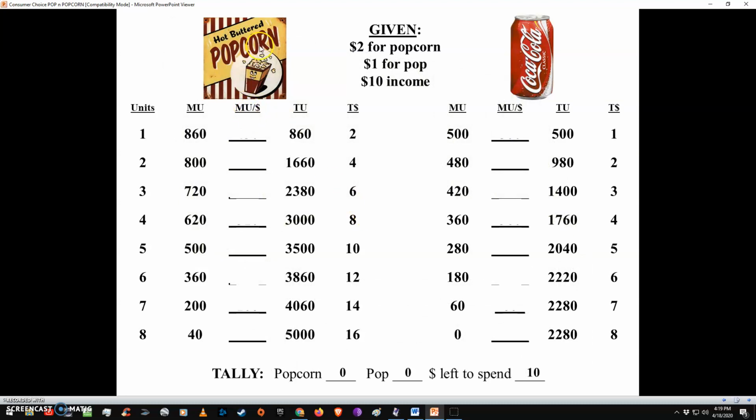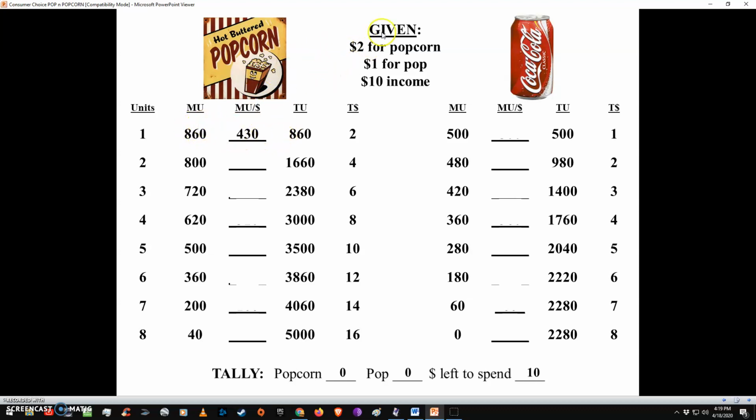So anyway, we take marginal utility per dollar. If popcorn runs you $2 and it gives you 860, pop runs you $1 and gives you 500, we're going to have to make it so it's easier to figure out. So let's look at marginal utility per dollar. It runs you $2, so 860 divided by 2, 430.